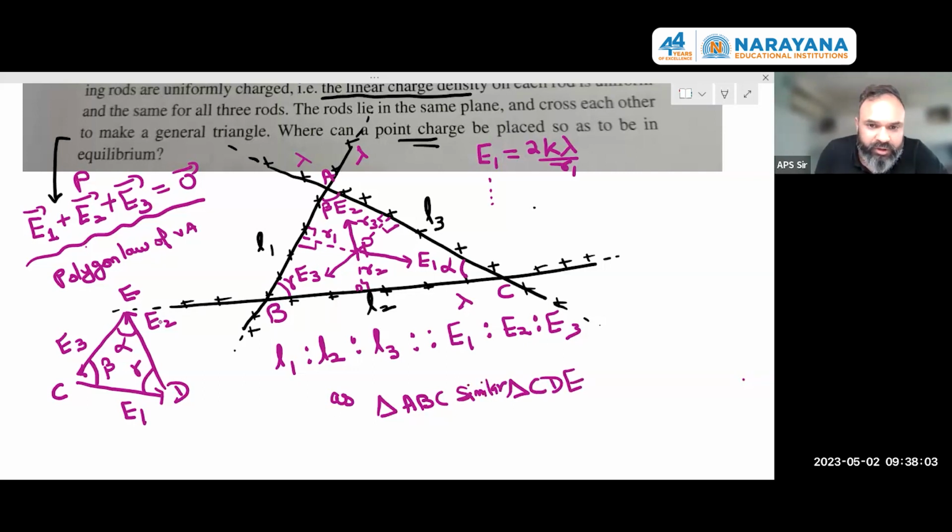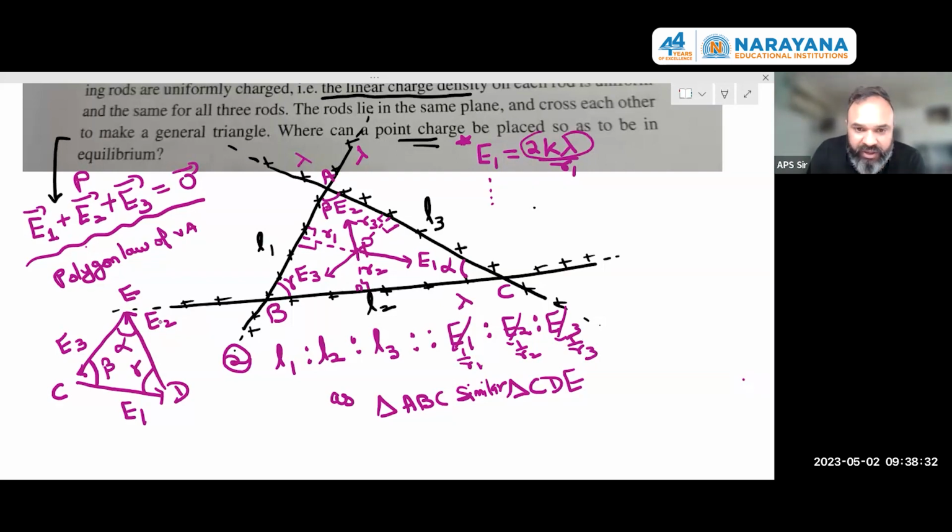I got this, so I got this second condition. I knew that this property is known. I also knew this. By the polygon law, I formed a triangle. That triangle was similar to the given triangle. The side lengths are different, but the ratio of lengths I got. And then I said E1 is to E2 is to E3. So basically, it is 1 by R1 is to 1 by R2 is to 1 by R3, because 2k lambda is common in all of them.